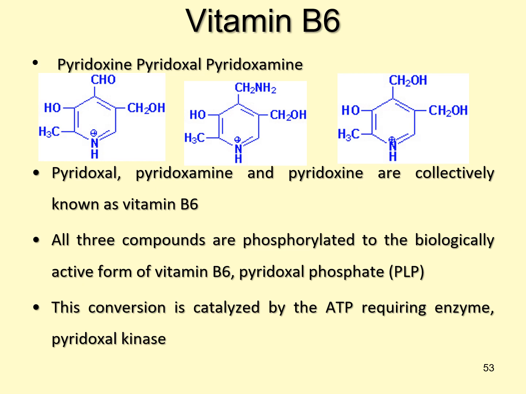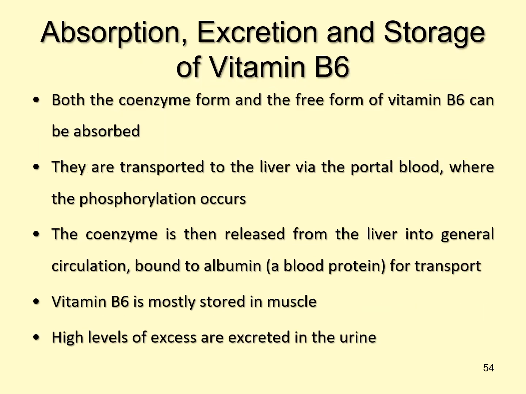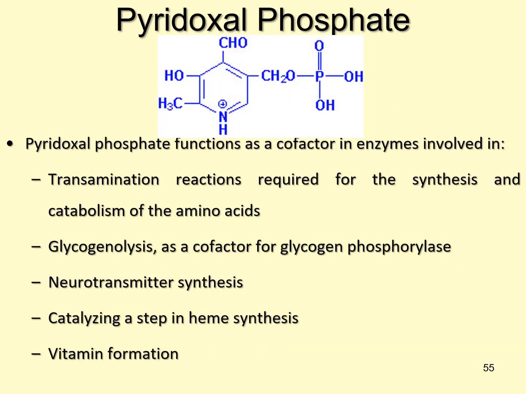This conversion is catalyzed by the ATP requiring enzyme pyridoxal kinase. Both the coenzyme form and the free form of vitamin B6 can be easily absorbed, and they are transported to the liver via the portal blood where phosphorylation takes place. The coenzyme is then released from the liver into general circulation, bound to albumin, a blood protein, for transport. Vitamin B6 is mostly stored in the muscle, and if the level is above optimum, it is excreted in the form of urine like other vitamins.